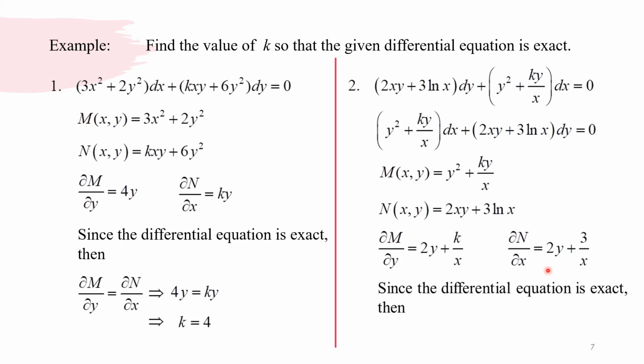Now, since this equation is exact, ∂M/∂y must be the same as ∂N/∂x. So 2y + k/x = 2y + 3/x. This implies that k = 3.